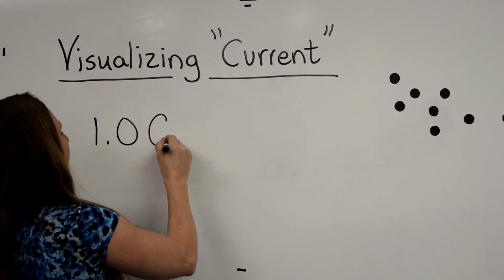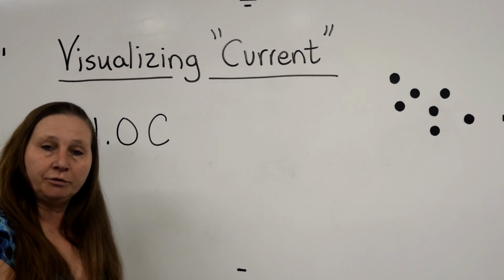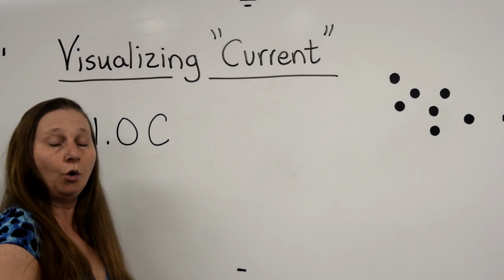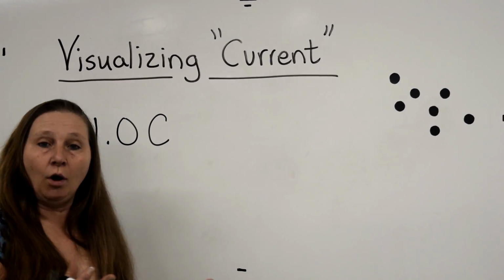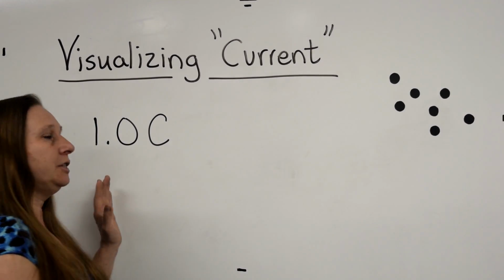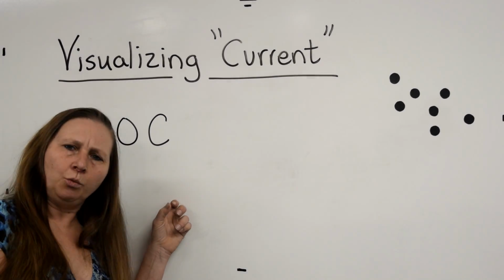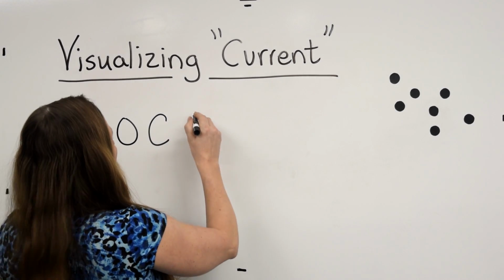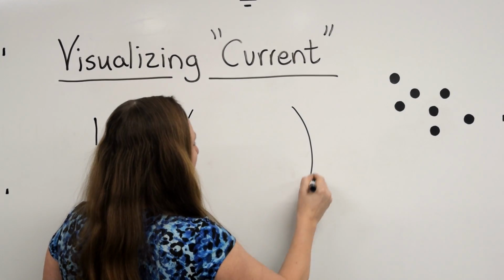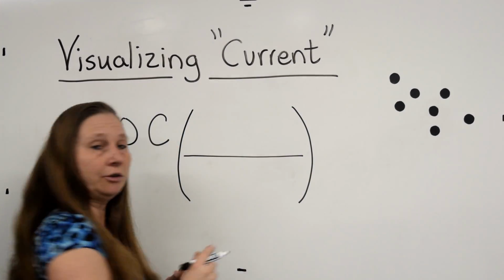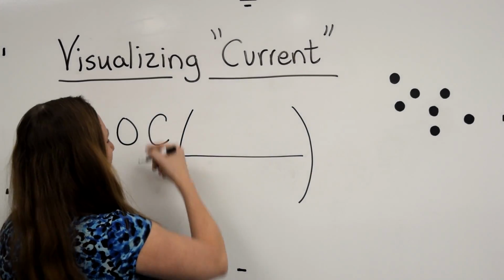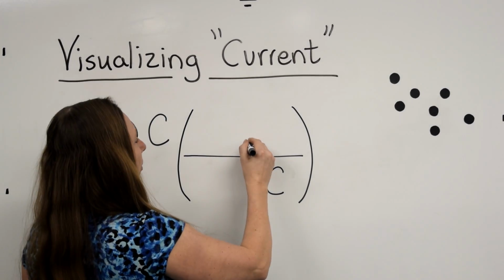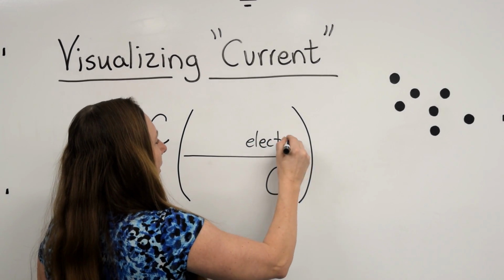1 coulomb is a nice, handy amount of charge, and we use 1 coulomb or 5 coulombs or half a coulomb or even microcoulombs quite often. Now, 1 coulomb, how many electrons is that? So I'm going to convert the 1 coulomb to electrons. I want to get rid of coulombs, so I'm going to put coulombs on the bottom, and I want electrons on the top here.